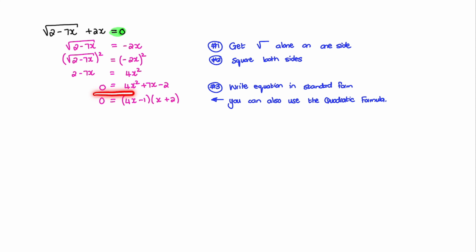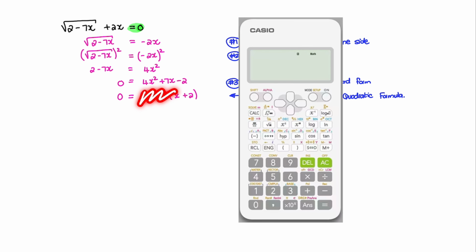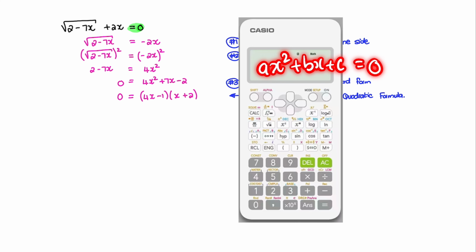Now that the equation is in standard form, I can choose to factorize this expression, or I could use the quadratic formula. The other alternative is to use your white Casio calculator. So instead of factorizing, we can use our Casio calculator. We press mode, and then a few options will pop up. We choose option 5 that says equation. And again, a few options will pop up, and then you choose option 3 that says ax squared plus bx plus c equal to 0.